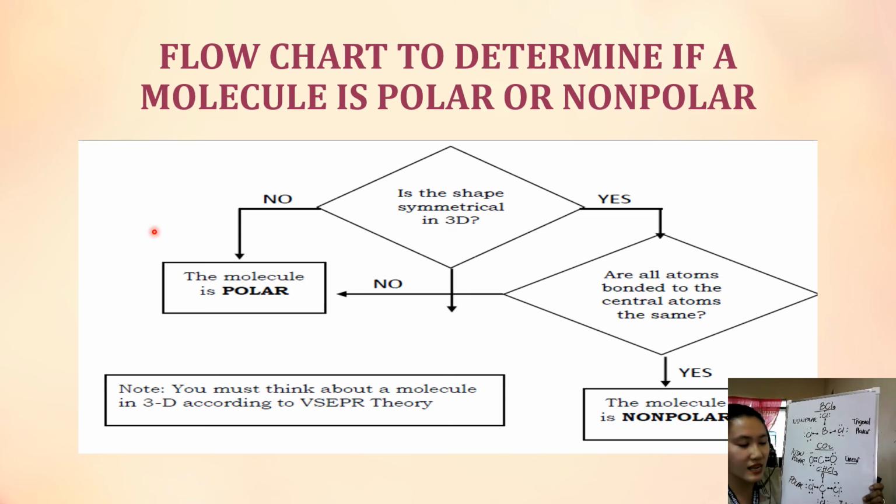So, dapat kasi lahat ng bonded na atom sa central atom will be same elements lang. Ngayon, merong nahalong hydrogen na bonded sa central atom. So, this means hindi the same yung atoms na bonded sa central atom. So, it is polar molecule.